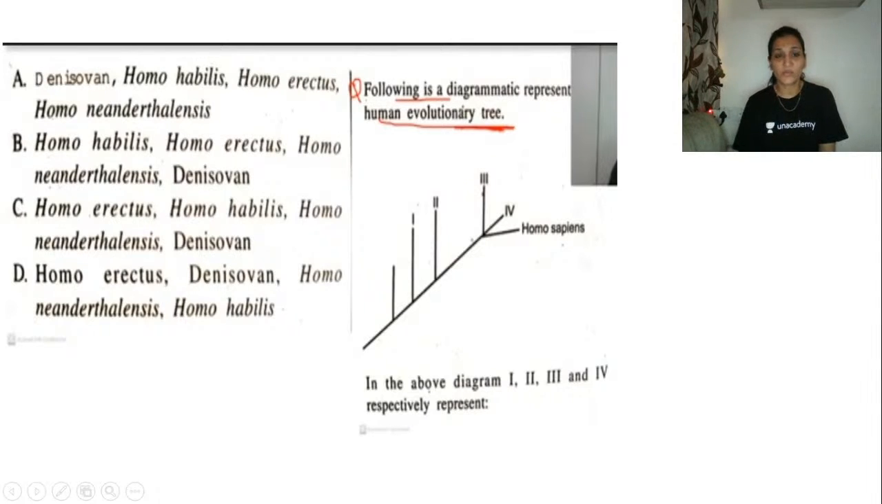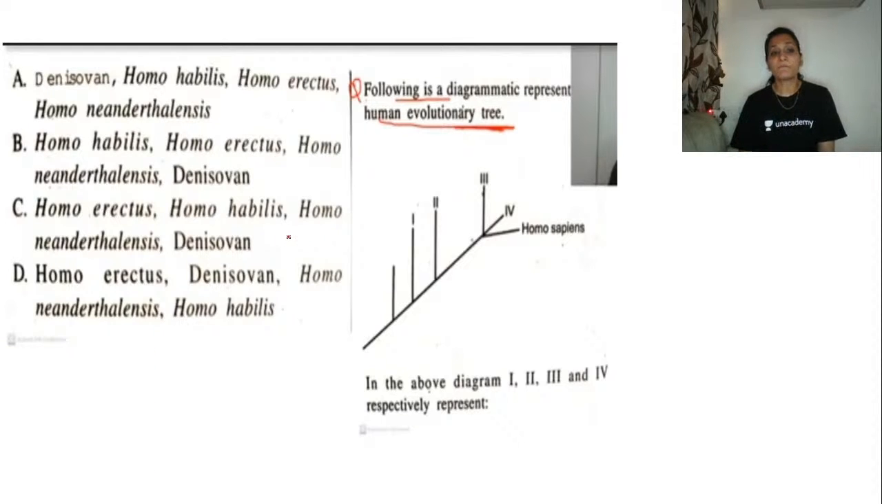Now another question. Sorry, the question is over here. Here it is just the answer. So the question is, following is a diagrammatic representation of the human evolutionary tree. So you have to tell in the above diagram which is first, which is second, which is third, and which is fourth. So can you see that first came first, second came after that, third came after that, and fourth came after that. So they are just asking you the sequence, nothing else but a simple sequence in which the organisms arose.